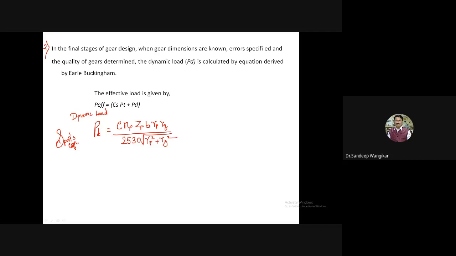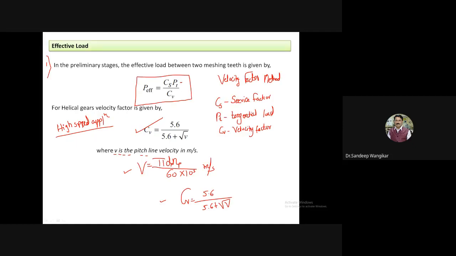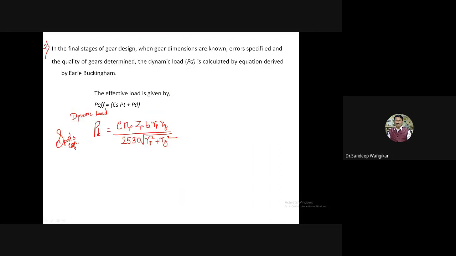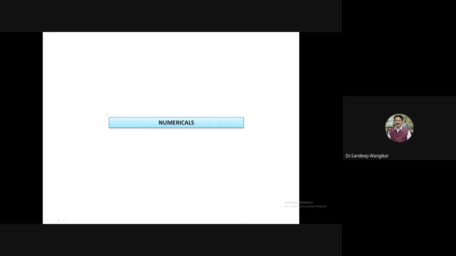Okay, so this is the equation for effective load by using the preliminary stages between two meshing teeth. This P effective is equal to CS PT by CV, and when all the dimensions are with us, we can call this the precise calculation of dynamic load by using Spott's equation. These are the two equations by using which we can easily calculate the effective load acting on the gear tooth. Now, let us proceed for the numericals. So we will solve now two different numericals based on this.